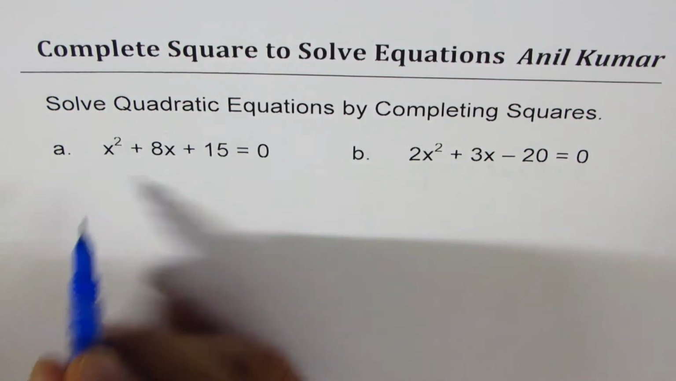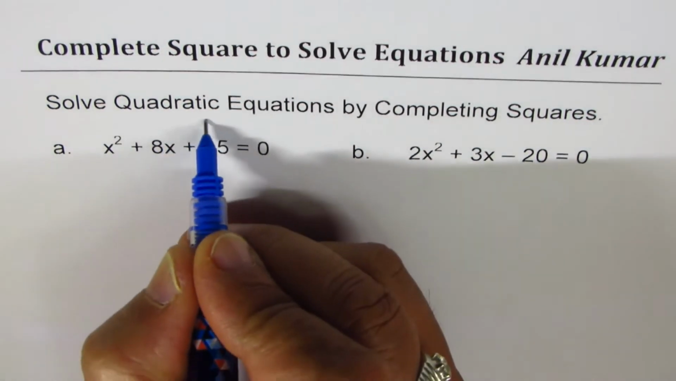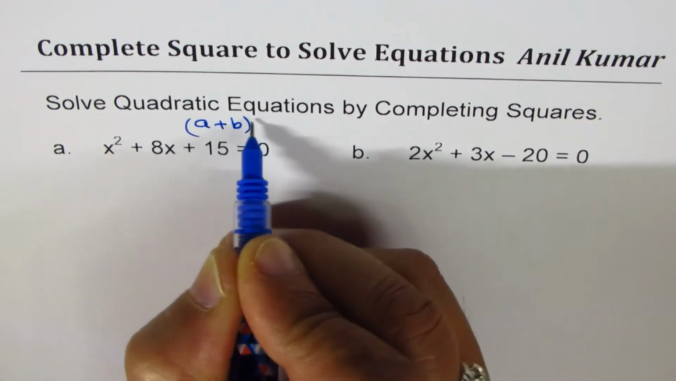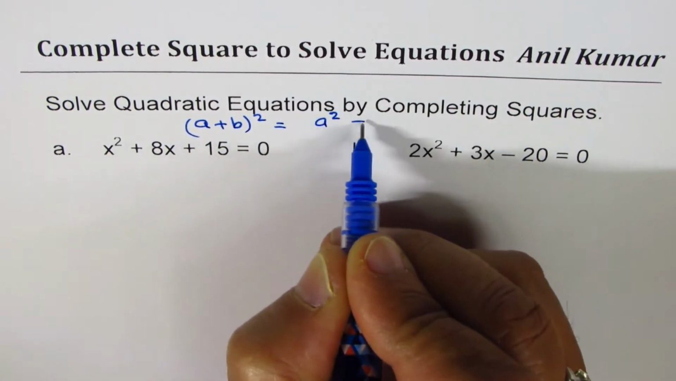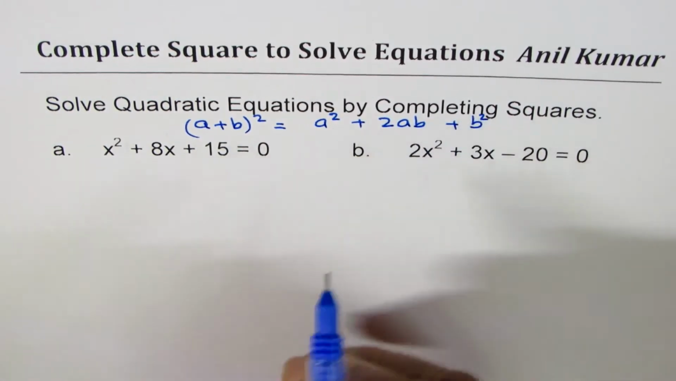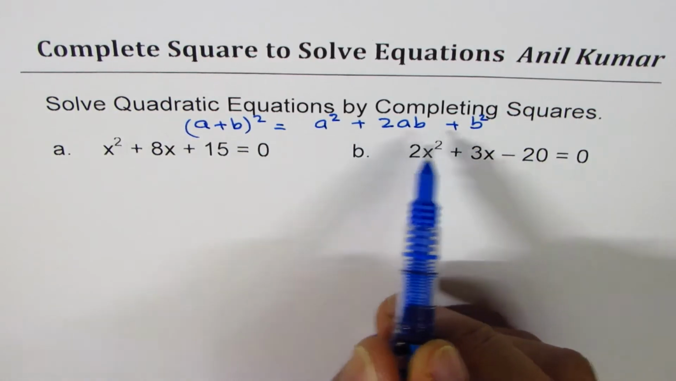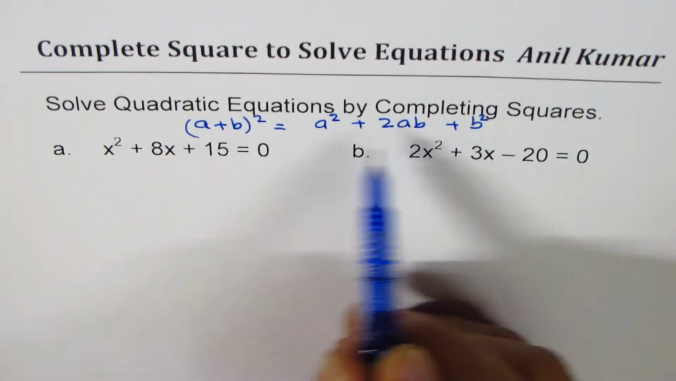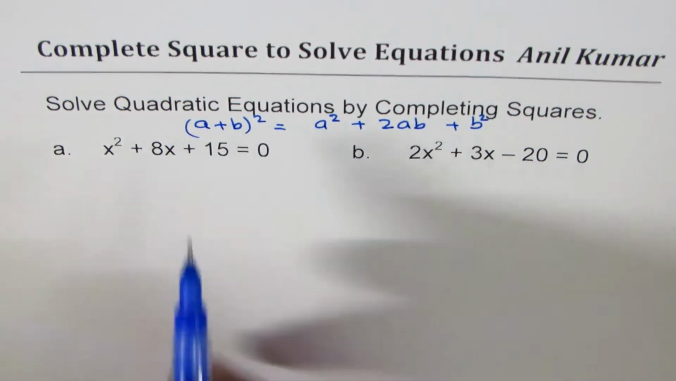To complete the squares, remember one thing: what is (a + b) whole square equal to? (a + b)² is a² + 2ab + b². So the idea is we have to get something like this to completely write as (a + b)², and let us see how we can do it.